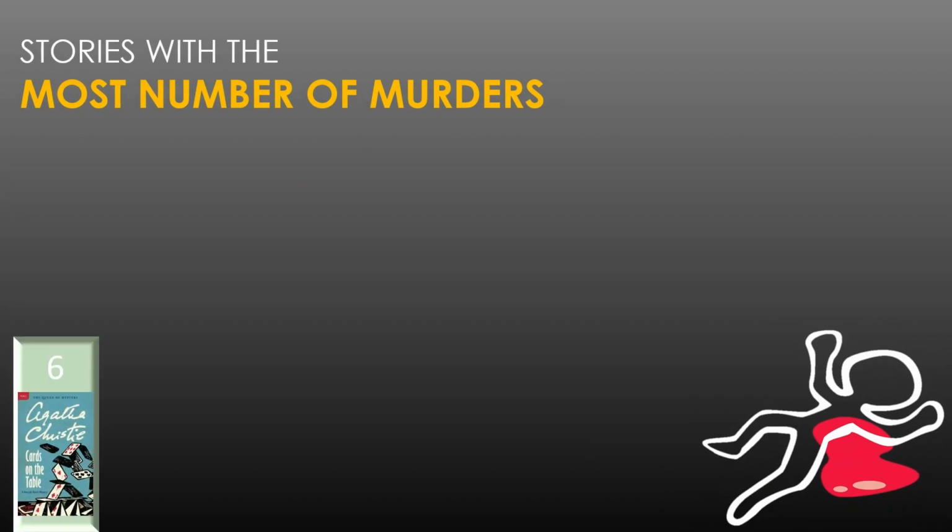Cards on the Table revolves around a murder that takes place during a bridge game. There are 2 background murders mentioned in the story, and 4 primary murders that the renowned detective Hercule Poirot solves.